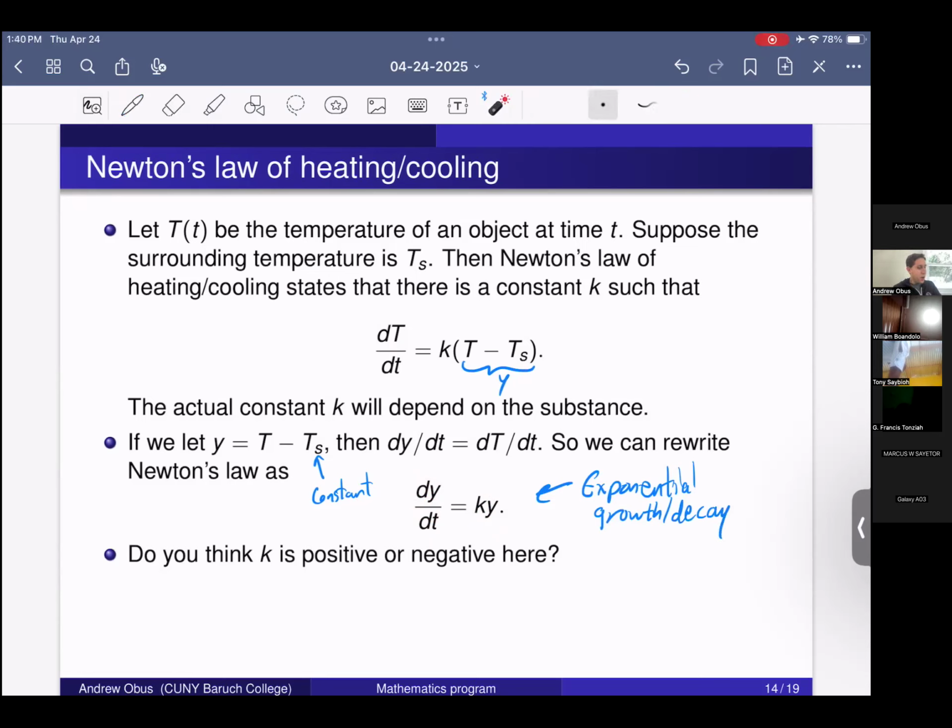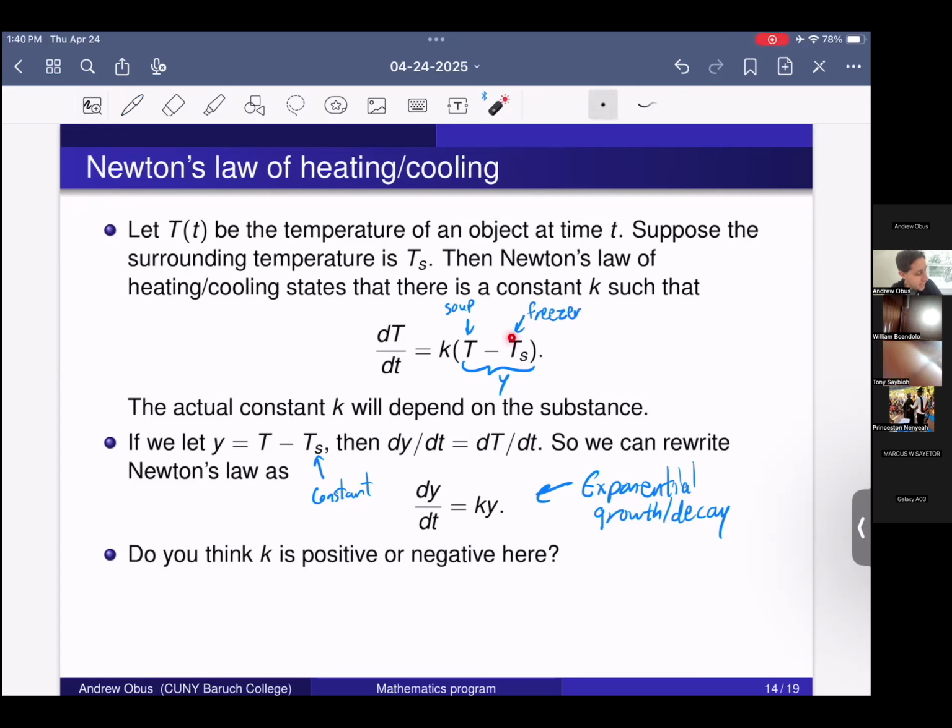And here's a question. Should our k be positive or negative? If you have an object that's much hotter than its surroundings, is the object going to get hotter or colder? If I take a hot stew and I put it in the freezer, is the stew going to get colder or hotter? It's going to get colder, because the freezer is colder, right? Exactly. So if this is my soup temperature and this is my freezer temperature, that's the surroundings, right?